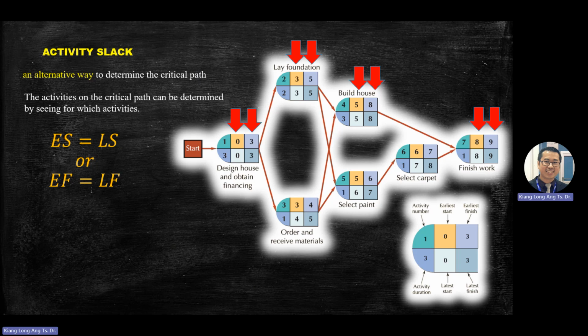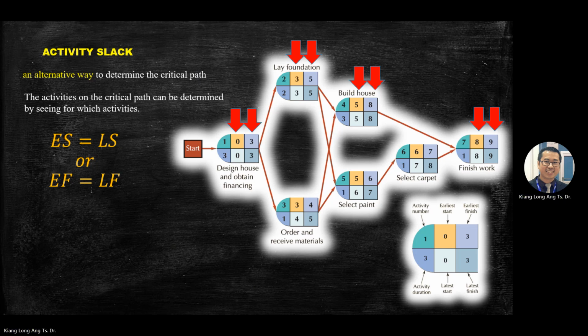Okay. So this is method number 2, number 3. Then the last method is slack time. Slack time, you write the answer is slack time equal 0. So how to get slack time equal 0?